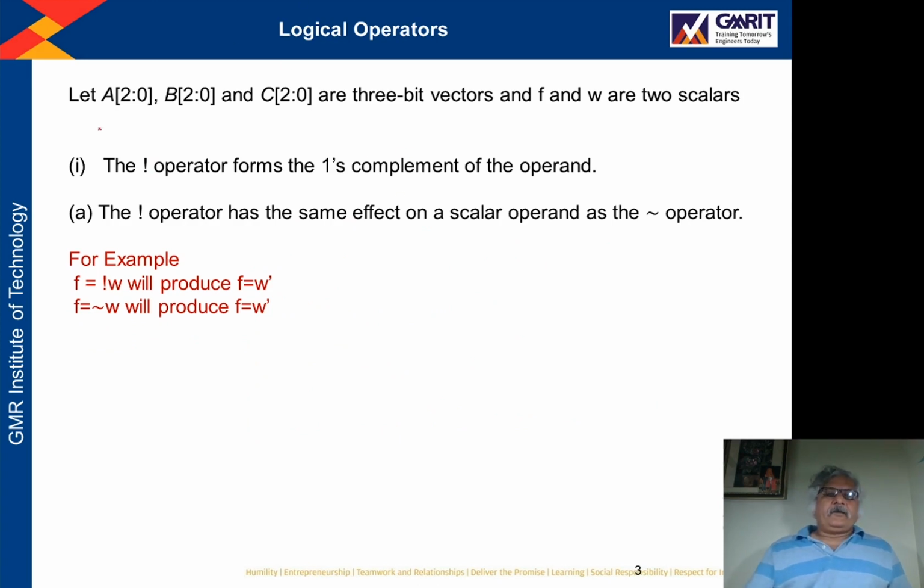For the examples, let us assume we take one operand A, which is an array of 3 elements, a vector type. B is a vector of 3 elements, and C is a vector of 3 elements. And F and W are scalar type, single bit.